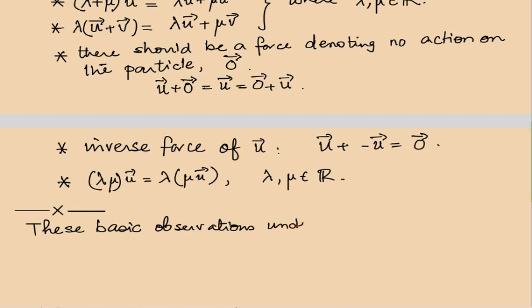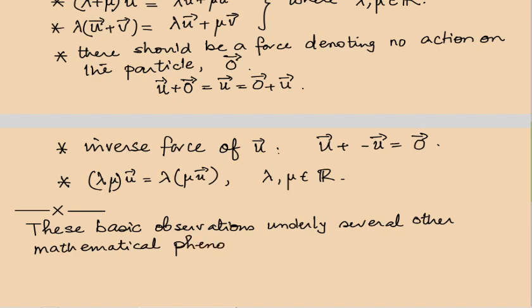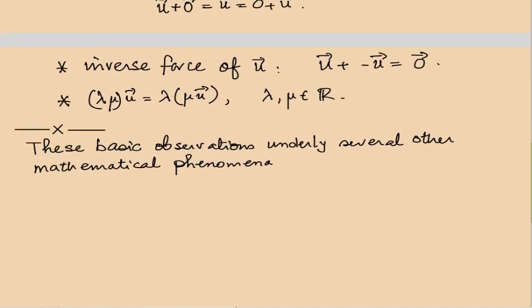So these basic observations underlie several other phenomena, and hence merit being singled out and studied. And this is exactly the notion of a vector space, which we now define.